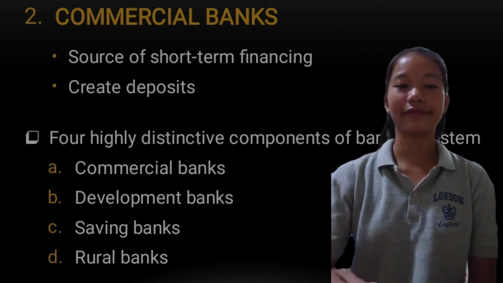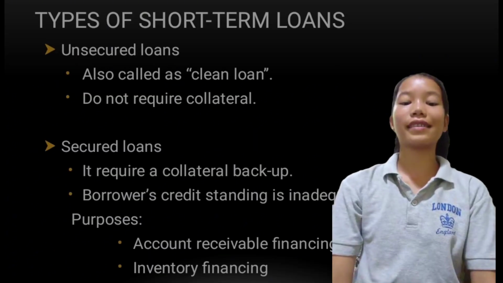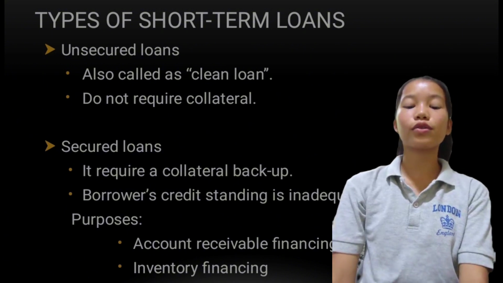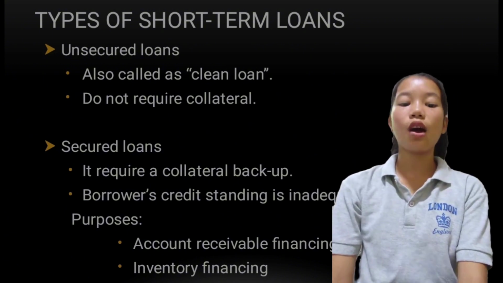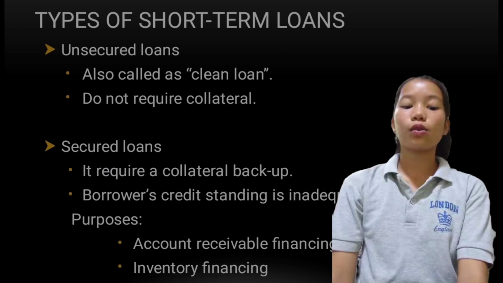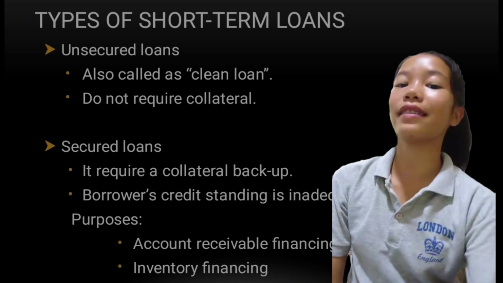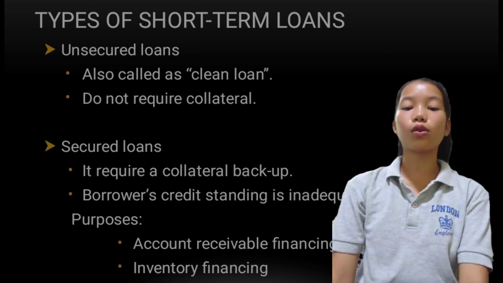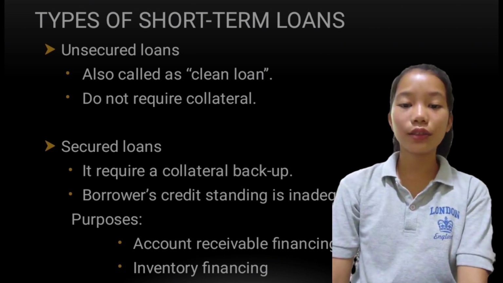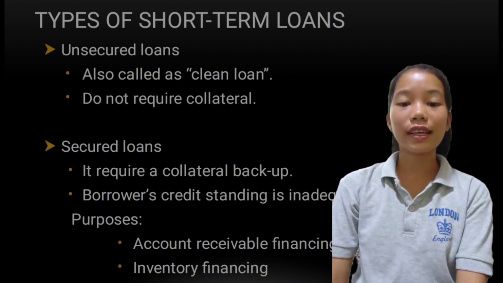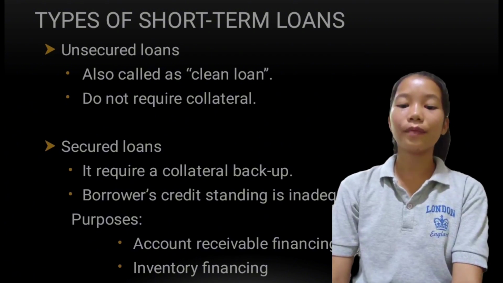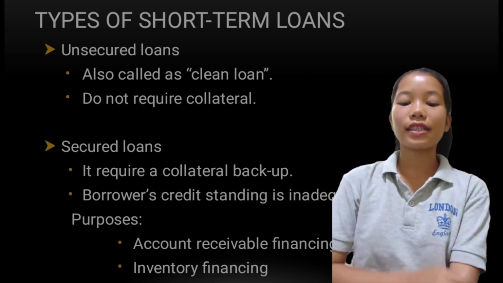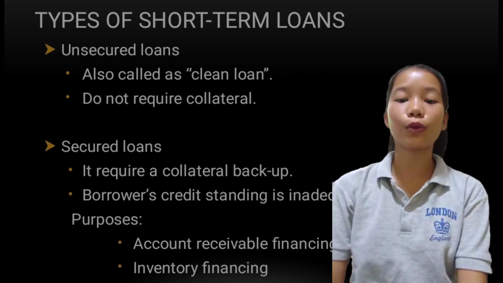So that's all the types of short-term loans. So short-term loan is a type of loan used to support a temporary personal or business capital need. So naa'y two types, which is the unsecured loan and the secured loan. So unsecured loan, also called a clean loan, does not require collateral. So when we say clean loan, it is a type of loan that does not have any conditions attached to it, such as the borrower having to provide collateral.